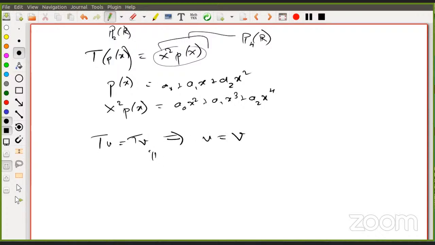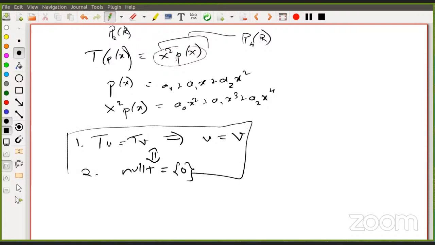Or equivalently, you can also say that if null T equals {0}, which means 0 is the only vector in P2(R) which maps to 0, then the map is injective. So both these two things are equivalent. 1 and 2 are equivalent definitions for injective linear maps.